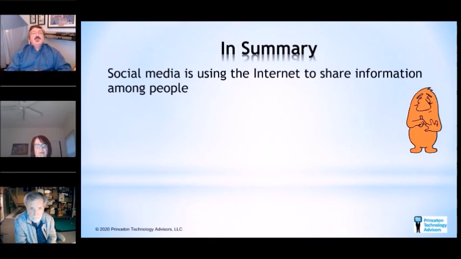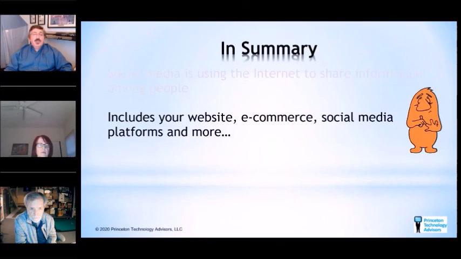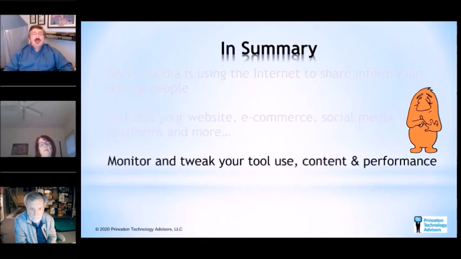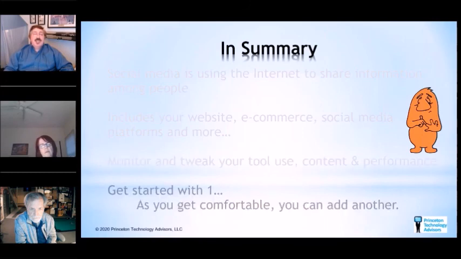Good. So social media, again, using the internet to share information among people. That's just what it is. You want to share information, and you want information to be available to you. It includes your website, e-commerce, social media platforms, blogging, email marketing we didn't talk about. There's lots of things. If you go back to that spoke and hub diagram, you'll see lots of ways and lots of places that covers social media and being online. You do want to monitor and tweak the performance of your campaigns and your sites to see that your programs are as effective as they can be for you.